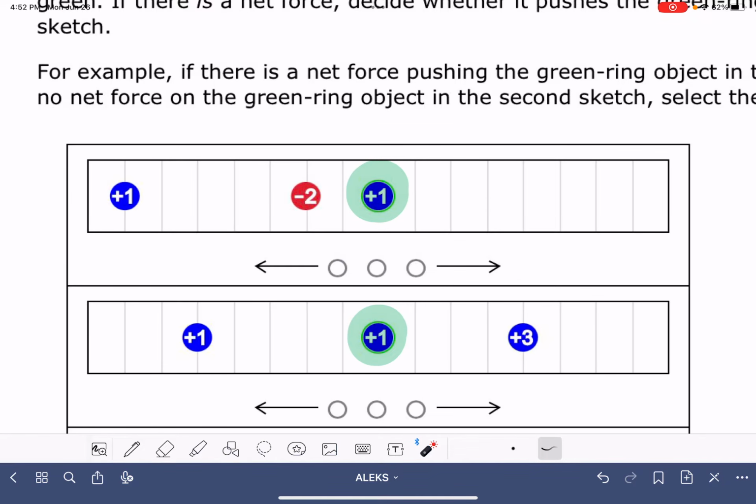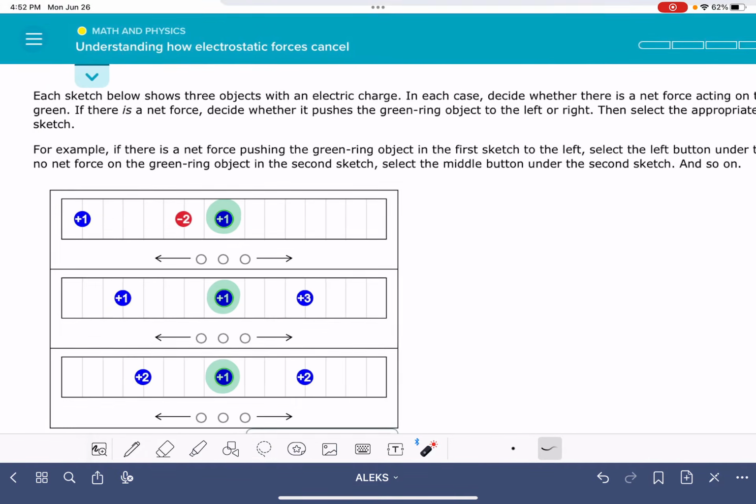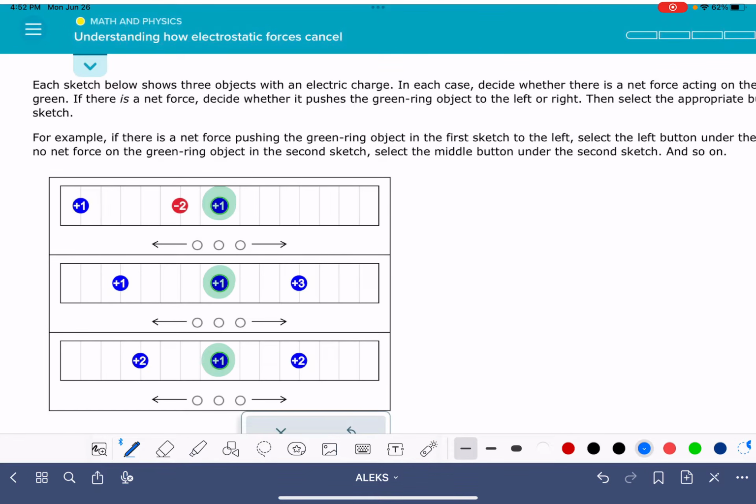So if you think that the net force is going to move the particle to the left, you'll pick this bubble. If you think it's going to be moved to the right, you'll pick this bubble. And if you think there's no net force and it's not going to move at all, you'll pick the one in the middle. So there are a couple of concepts that you want to keep in mind when you're solving this problem.